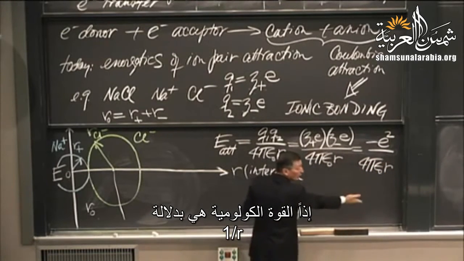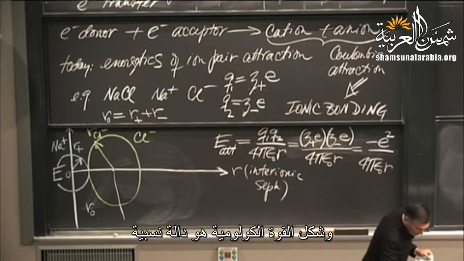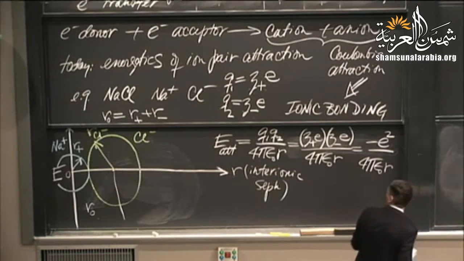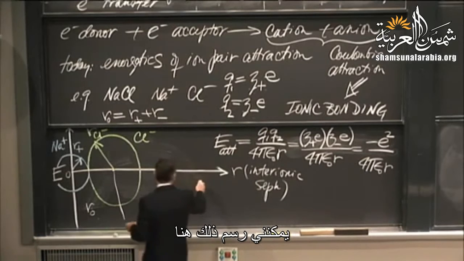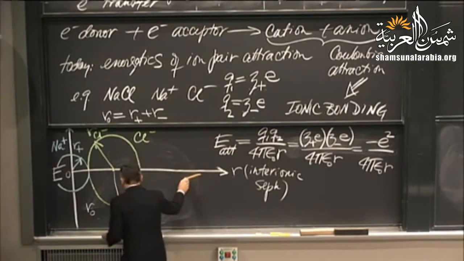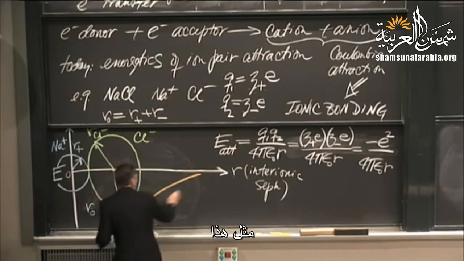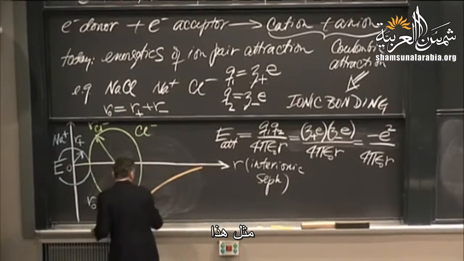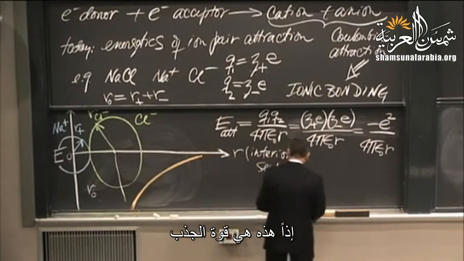This E is 1 over R. That's a hyperbola, and I can draw that here. So it's going to look something like this. All right? It's going to look like this. Good. So that's the attractive force.